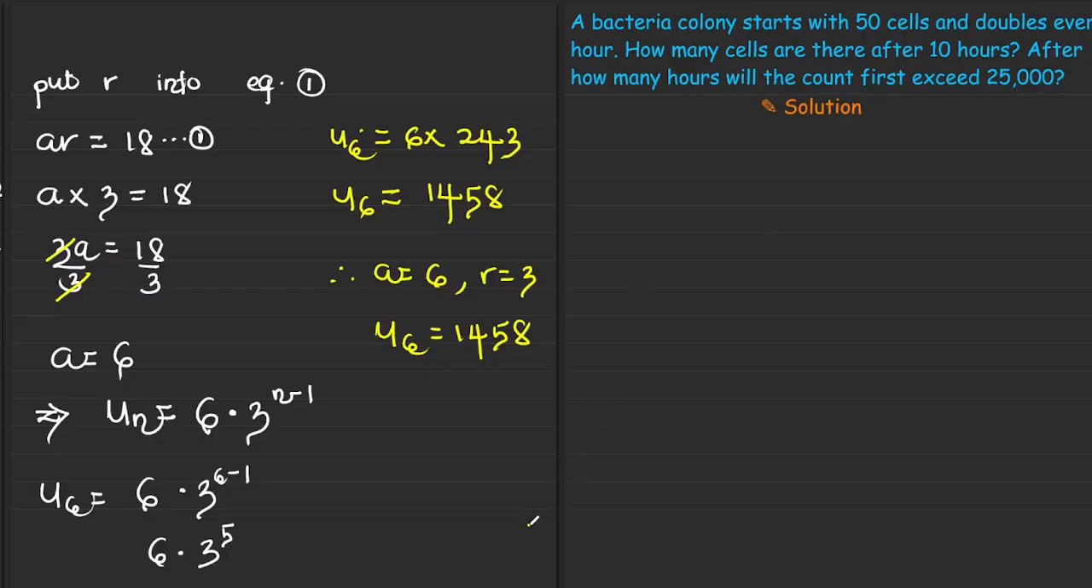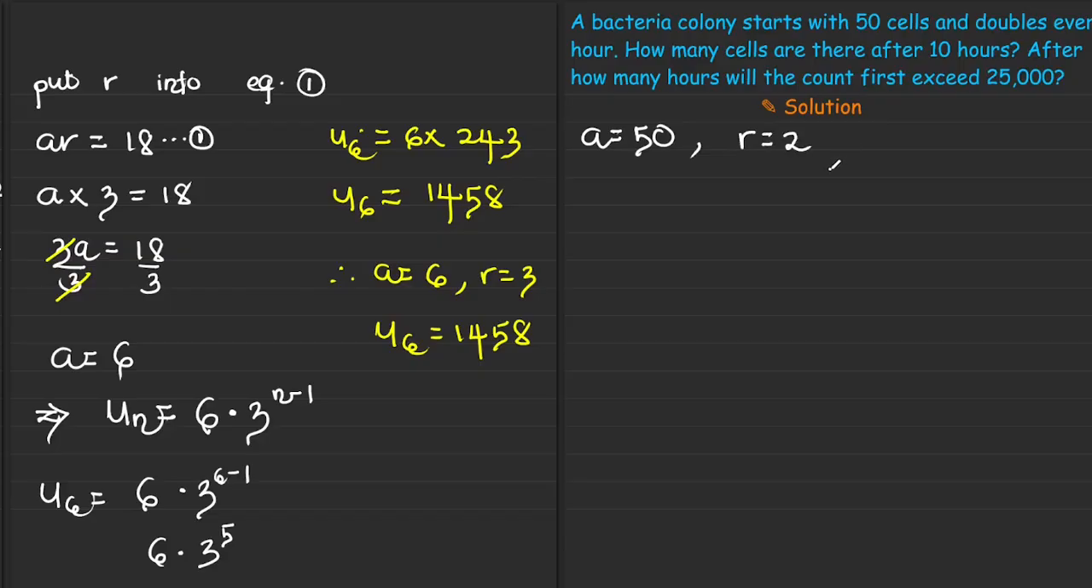Now, from the question, let's write out what we think can be our parameters. A bacterial colony starts. So if it starts, then this would be our first number of bacteria we have in the colony. So we can say our A is equal to 50. We are trying to model this, you see. So if our A equals 50, it says it doubles. Its doubling means the ratio after each step is 2. So our R is equal to 2.